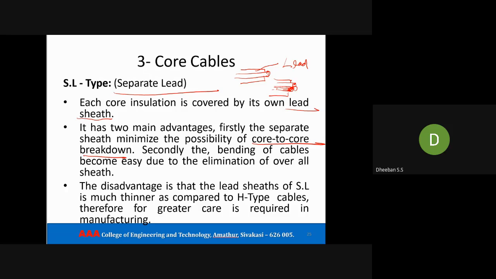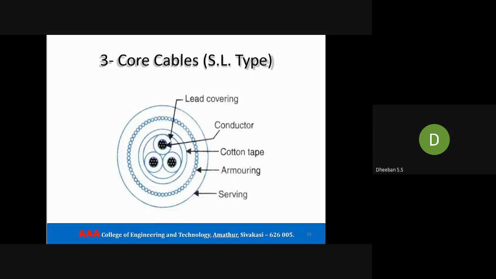The disadvantage is that the lead sheath of the separate lead is much thinner as compared to that of your H type. This is true, because if you are making lead for each core, you'll be making a thin layer, whereas if you are combining, you'll have a thick layer. So this is all for your SL type. Here you can see the lead covering separately.